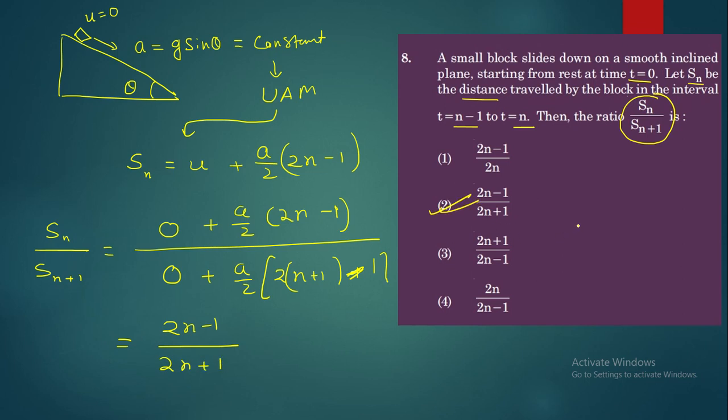One more thing, when it is moving down, in every subsequent moment the distance traveled by the object per unit time will be more, because speed is increasing. If the speed is increasing, the distance traveled in every subsequent moment per unit time will be more. So definitely Sn plus 1 has to be more than Sn minus 1, right? Which means option 3 and option 4 cannot be the answer anyway. Let's move on.